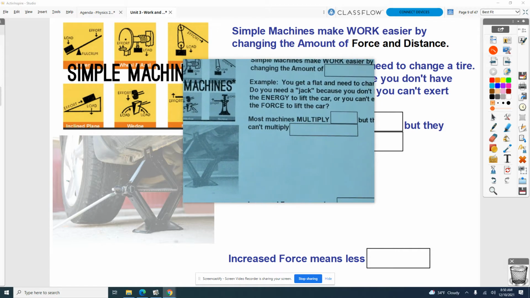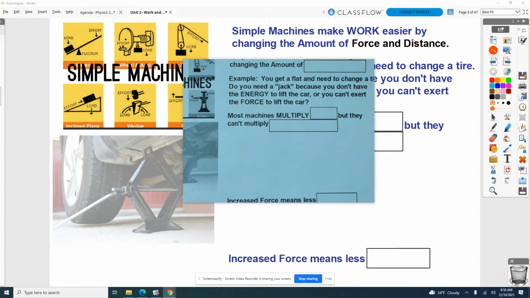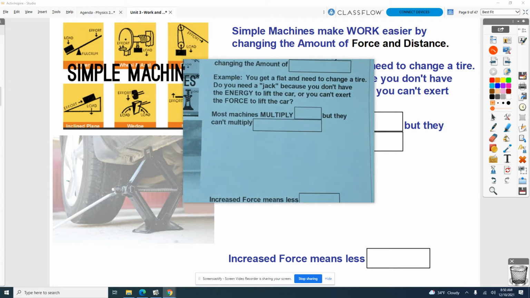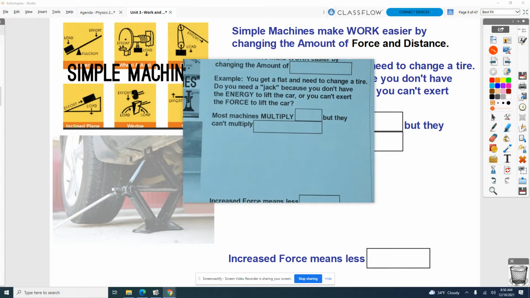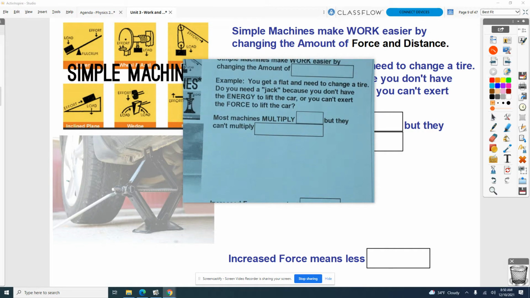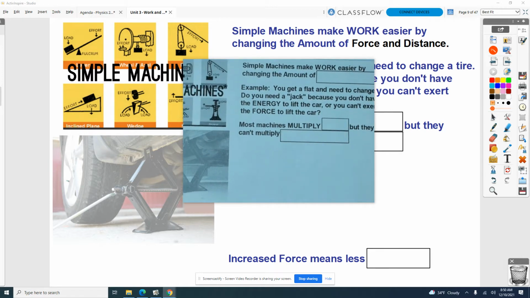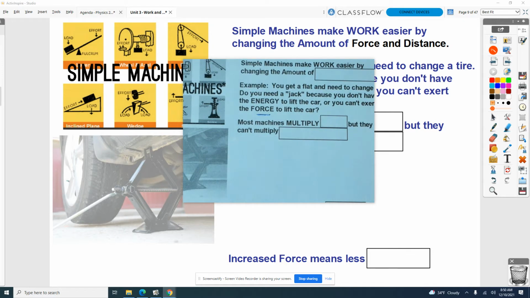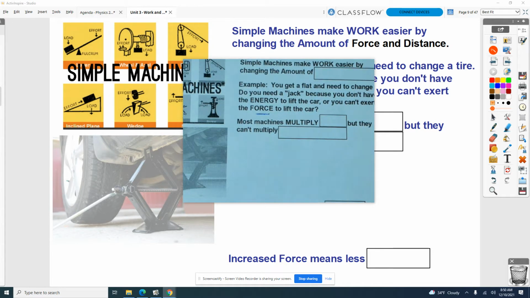Okay, so if you've ever gotten a flat and you need to change a tire, you need to use a jack, and that's largely because of one of two reasons. Is it because you don't have the energy to lift the car, or because you can't exert the force necessary to lift the car? I think most people would understand we simply can't exert the force necessary. The car itself is pretty heavy, so we need to have an advantage to be able to lift that car up using a machine.